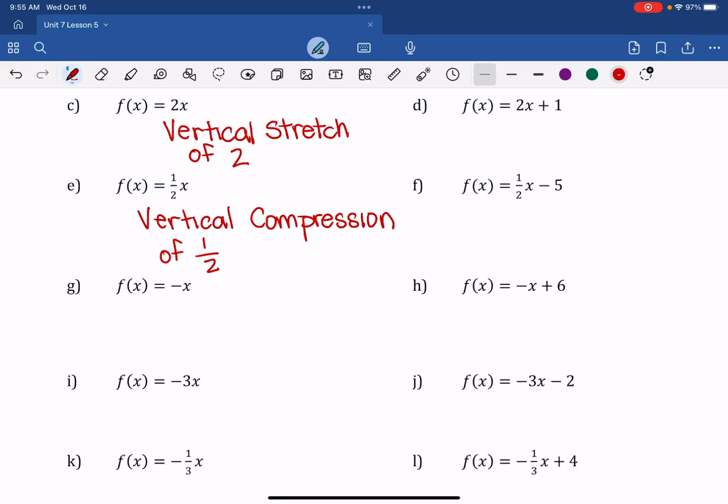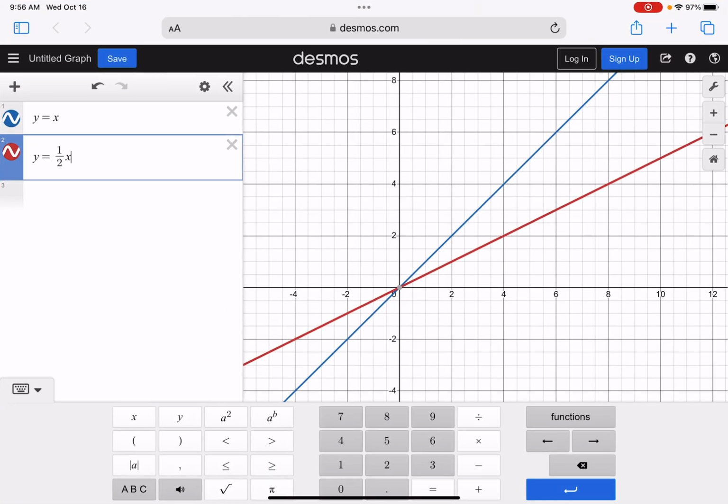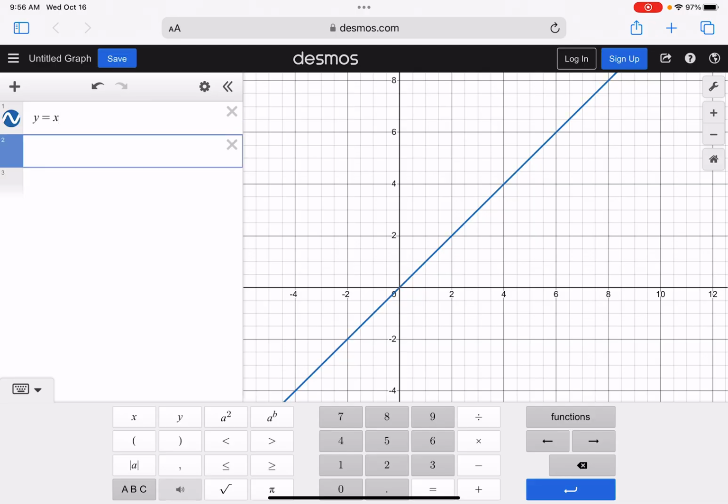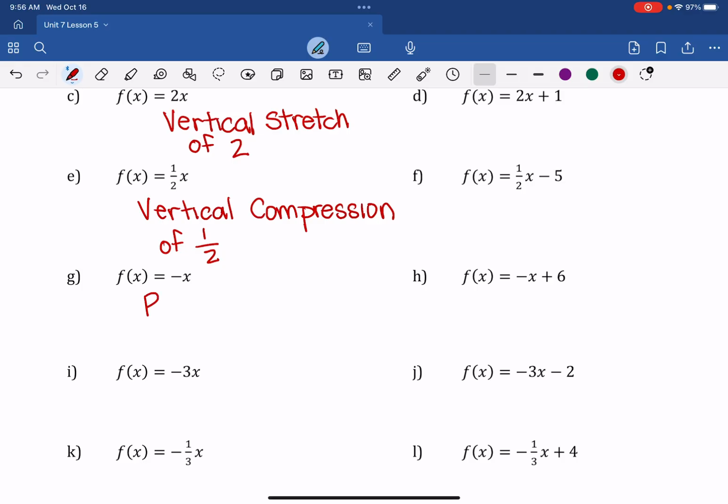Okay, and then let's do G, and then we'll stop and have you guys do some. G is y equals negative x. Okay, they're both blue, that's not really helpful, but the one that we just did has a negative slope, so it's actually a reflection over the x-axis, over the y-axis. In this case, it doesn't really matter because they're the same. But when you have a negative, that means it has been reflected. So we're going to say a reflection over the x-axis.